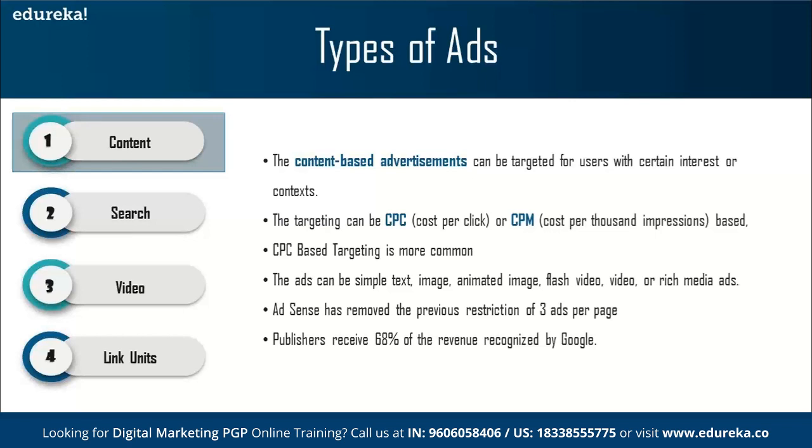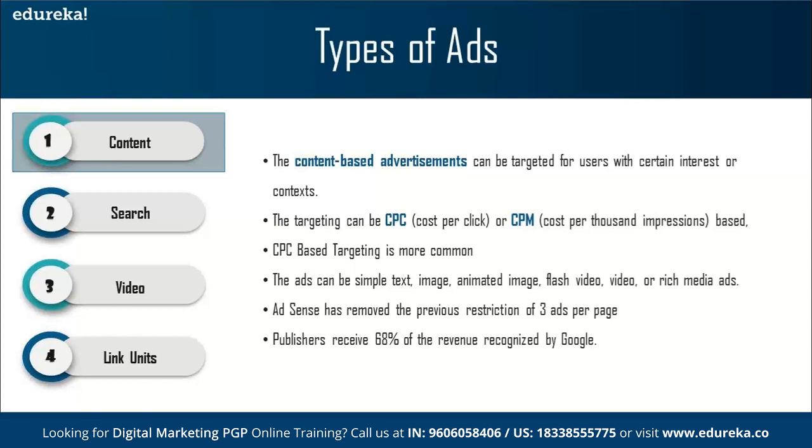Ads can be simple text ads, image ads, animated images, flash videos, videos, or rich media ads. And coming to the number of ads per page, previously Google AdSense had put a restriction that we can only put 3 ads in a single page.